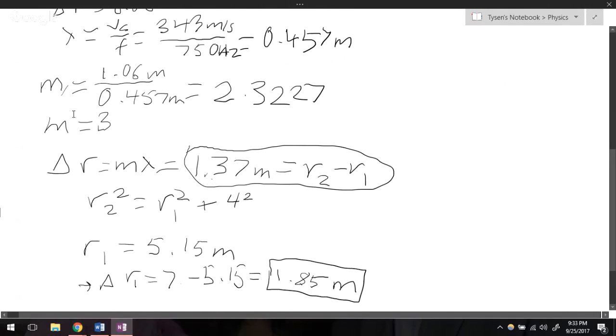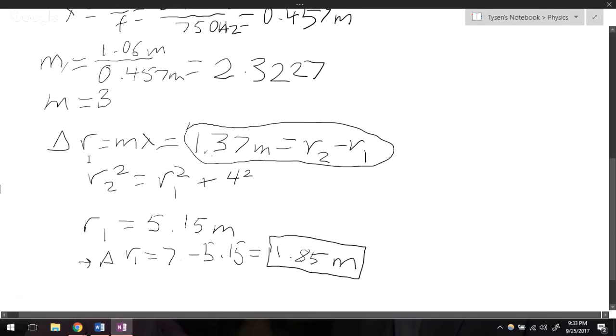So if we set M equal to 3 and plug it into our equation there, then we get that M times our wavelength is 1.37 meters, and that's equal to delta R, or R2 minus R1. So to figure out how far we need to move, we need to set up a series of equations. So the first one is actually given here, 1.37 meters equals R2 minus R1.